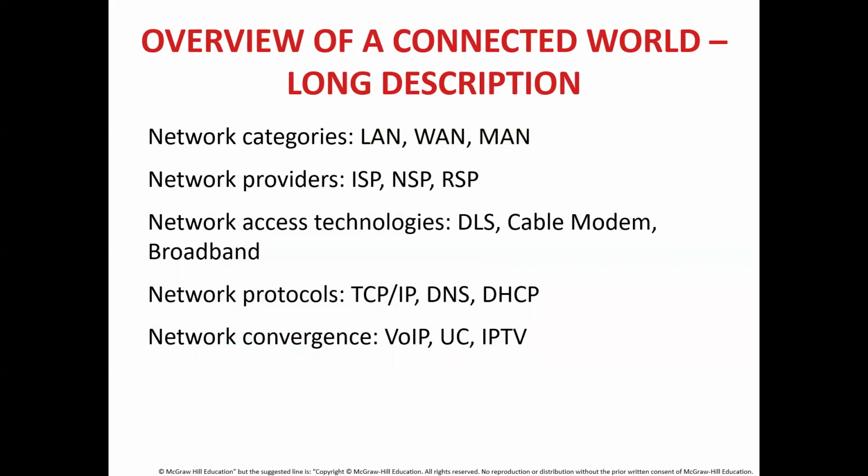Networks are differentiated by the following: architecture, that is peer-to-peer or client-server architecture; topology, bus, star, ring, hybrid, or wireless topology; network protocols, Ethernet, TCP/IP, transmission control protocol, or Internet protocol; and finally, media, that is coaxial, twisted pair, fiber optic, or wireless. Let's have a look at network categories, access technologies, protocols, and convergence in the next set of slides.